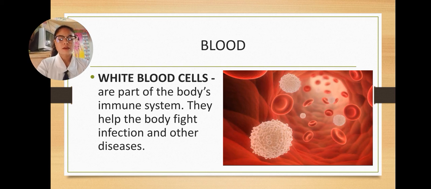Next is the white blood cells. They are part of the body's immune system. They help the body fight infection and other diseases. Leukocytes, or a white blood cell count, can detect hidden infections within your body and alert doctors to undiagnosed medical conditions, such as autoimmune disease, immune deficiencies, and blood disorders. This test also helps doctors monitor the effectiveness of chemotherapy or radiation treatment in people with cancer.